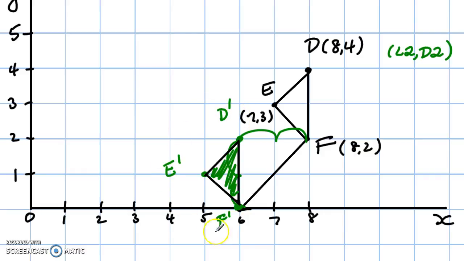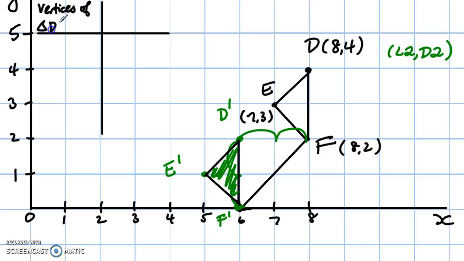Okay, so the image, D prime, E prime, F prime, the triangle of the image, should have ended up in this location. So we're going to check our vertices to make sure we have the same coordinates. Again, like in the previous example, please draw up a T-table here. It can be inside your XY coordinate grid. On the left-hand side, we'll have the vertices of triangle DEF. And on the right side, we're going to have the vertices of triangle D prime, E prime, and F prime.